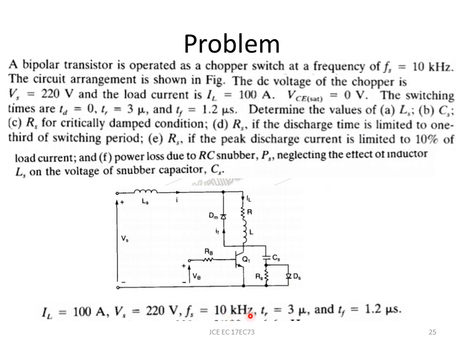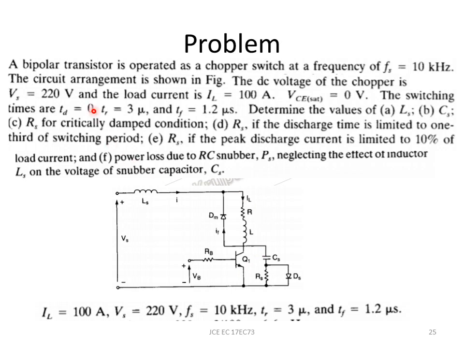So let us note down the given parameters. Fs as 10 kilohertz. The circuit arrangement is as shown in this particular figure, the same figure that we have used to derive the values of Ls, Rs and Cs. The DC voltage of the chopper is 220 volts. So Vs is given as 220 volts and the load current IL is equal to 100 amperes.